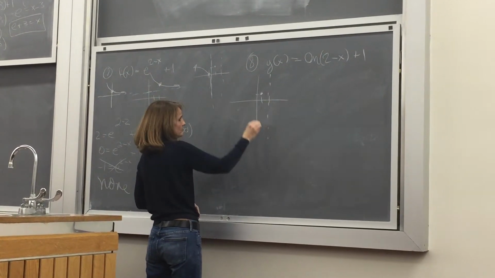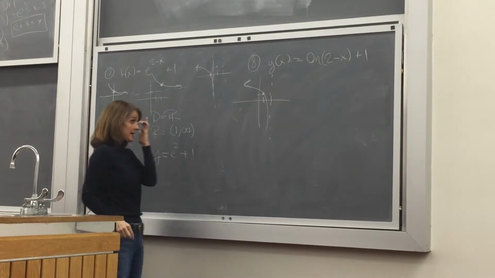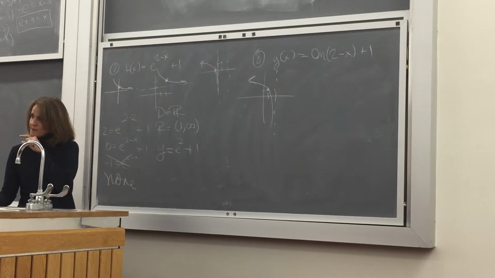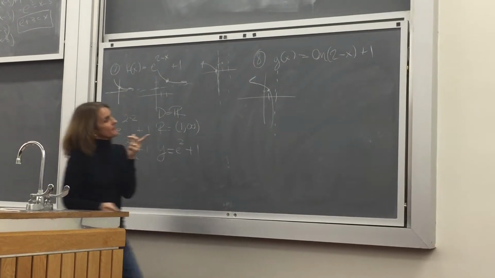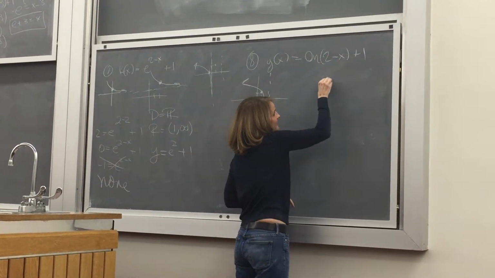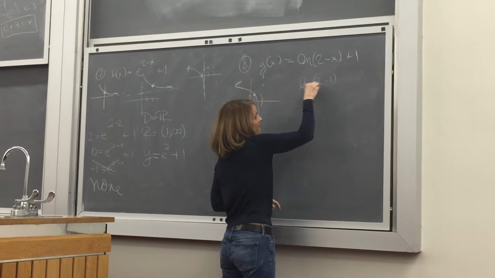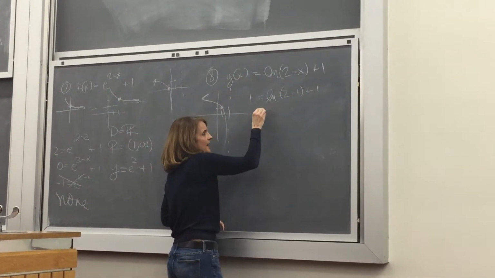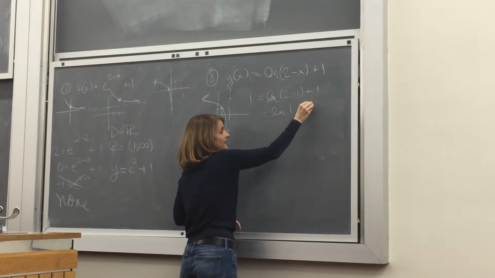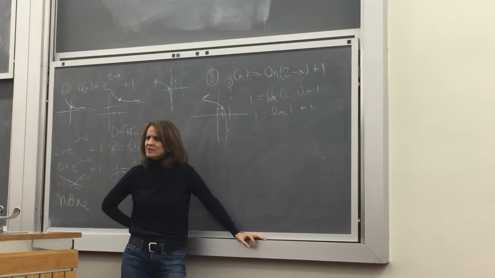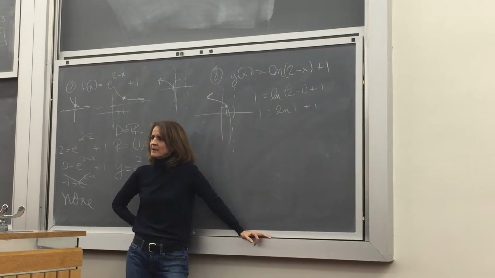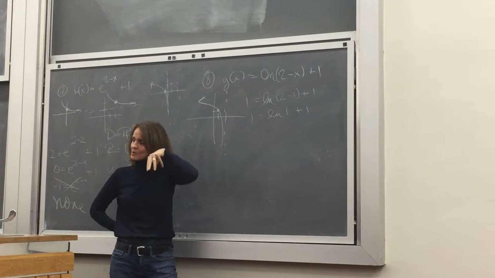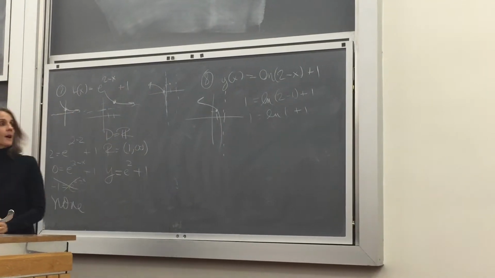I can test the point (1, 1) and make sure that works. Can you see how I can test the point (1, 1)? That means that when I put 1 in for x, I should get 1 out for y. Well, 2 minus 1 is 1. Natural log of 1 plus 1 equals 1. What's the natural log of 1? I forgot. Oh, that's right, 0. 0 plus 1 is 1, so 1 equals 1.